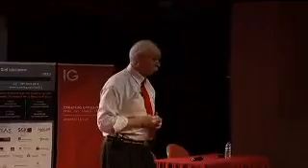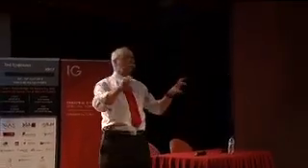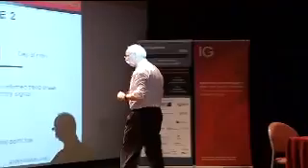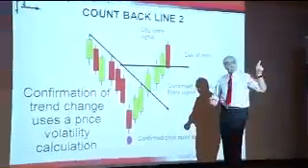So what I want to know, for any stock or index, is how much movement is normal? How much is abnormal? When do I need to worry? When do my knuckles need to go white on this particular ride? Countback line helps me to do that.